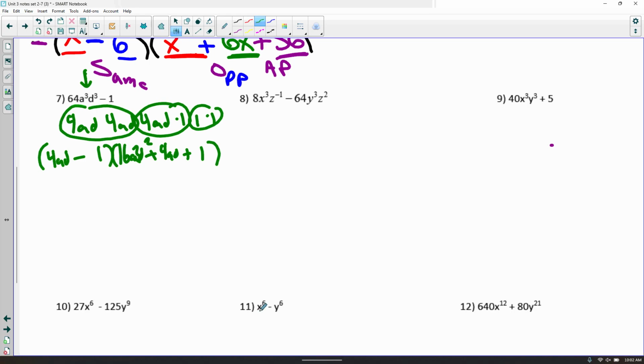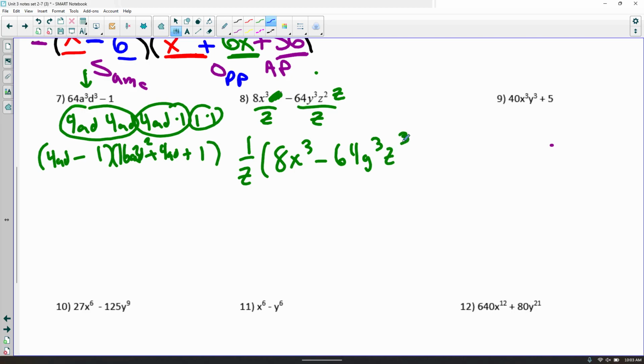All right, so we got 3 more before we move into getting ready for the quiz here. So what do you notice in common here? I got a negative exponent, so I got to put the z underneath, correct. So that z is now not here anymore. So I got to put a z down here and a z right here. So now they're the same, right? So you can do what? 1 over z, leaving you 8x cubed minus 64y cubed z cubed.